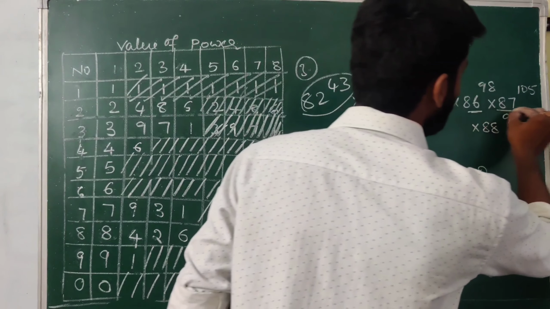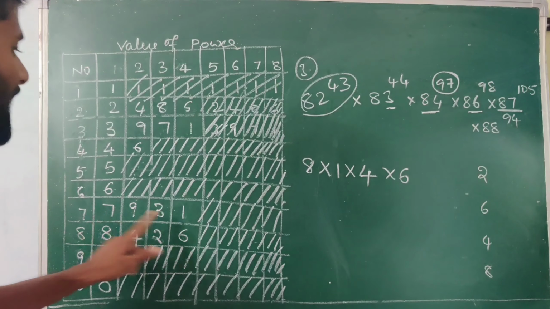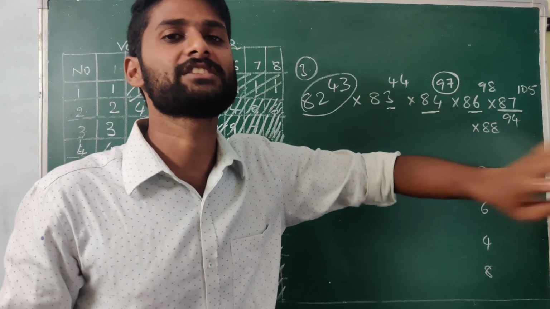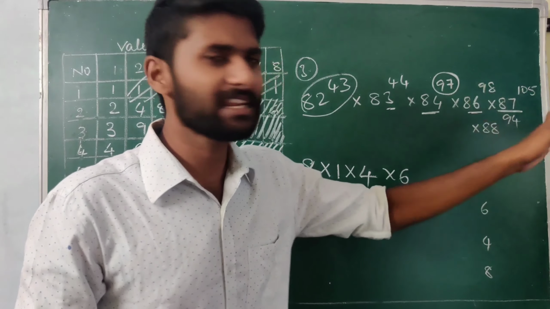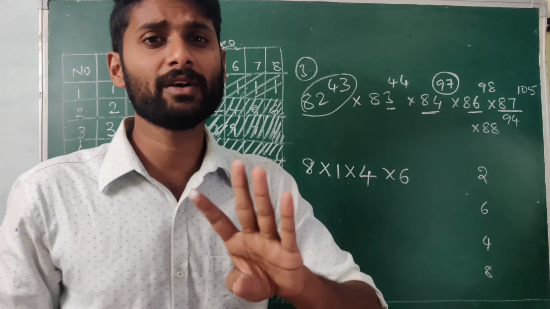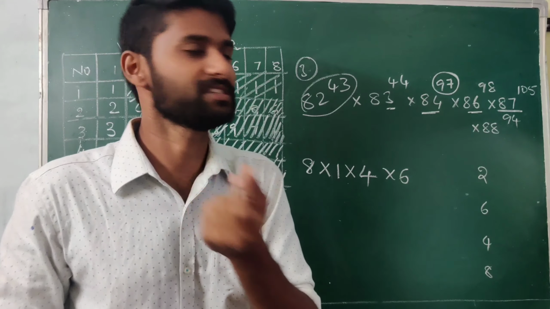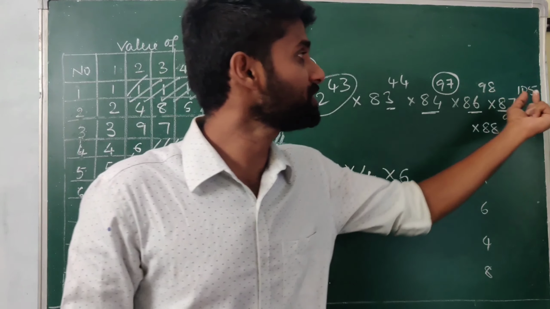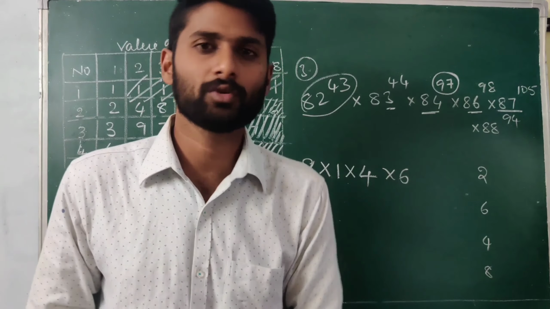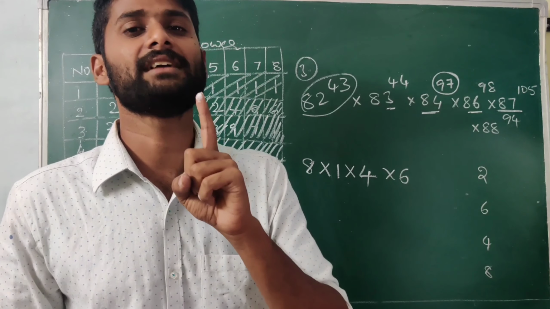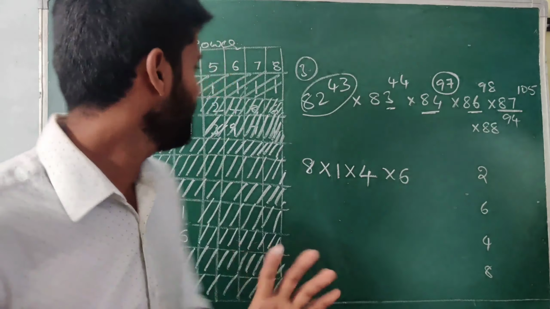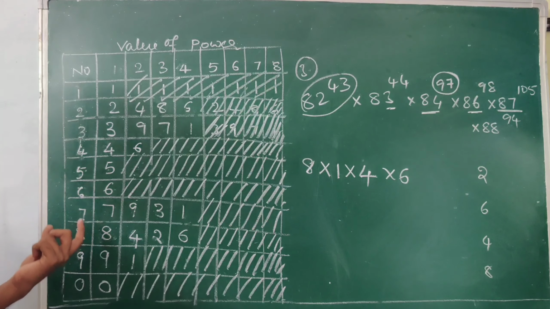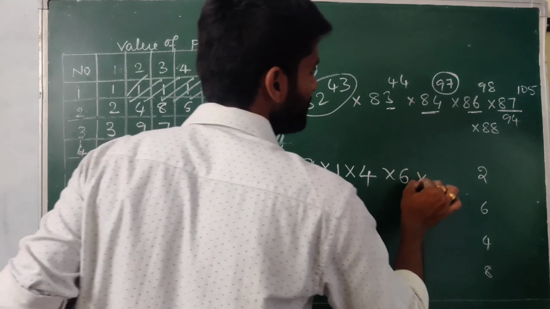Again focus on 87. See, 87 has 4 repeated values. If 4 repeated values, we check the power value divisible by 4. We don't consider the whole 105. We know that the divisibility rule for 4 says we need to pick the last 2 digits. What are the last 2 digits here? 105: the last 2 digits are 05. 05 divided by 4 gives a remainder of 1. If you get remainder 1, we consider the first repeated value in the 7th power cycle. Here the value is equal to 7.